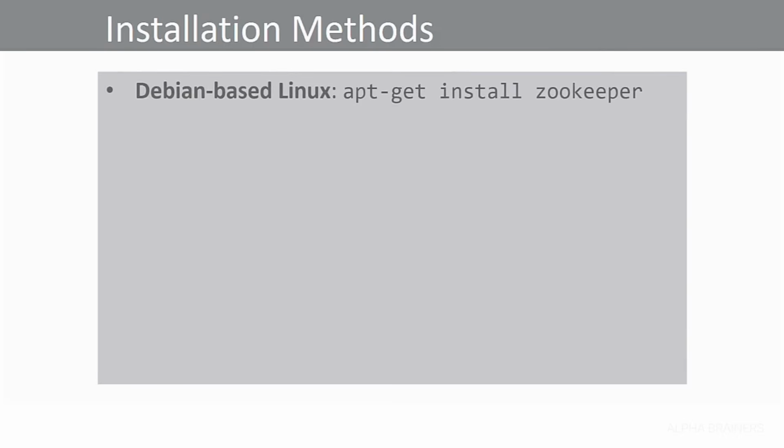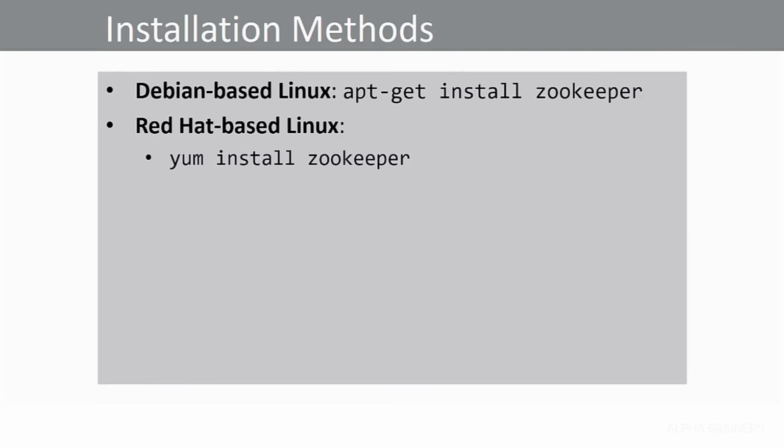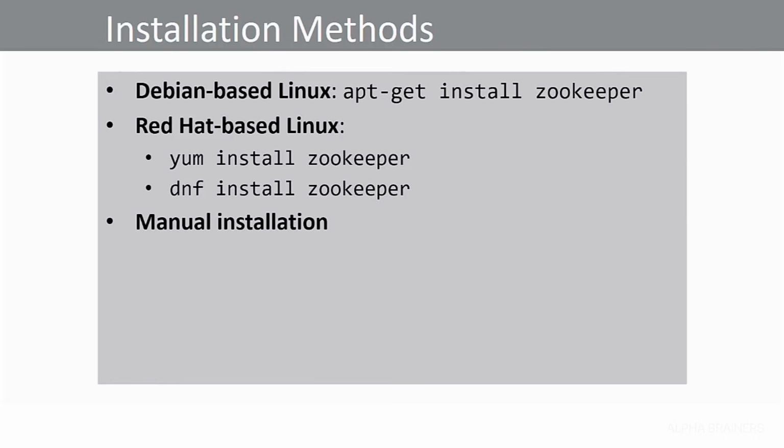So the first thing to point out here is there are several different installation methods. If you're working on a Debian-based operating system like Ubuntu or Mint OS, you can use a command called apt-get. You do apt-get install zookeeper. If you're running on a Red Hat-based distribution like Fedora, Red Hat Enterprise Linux, or CentOS, you can either use the command yum install zookeeper, or some of the newer versions of the Red Hat-based operating systems make use of something called DNF. It's very similar to the yum command, but you do a dnf install zookeeper. You can also do a manual installation. I'll demonstrate that in a few seconds as well.